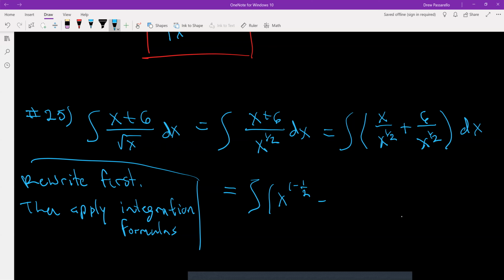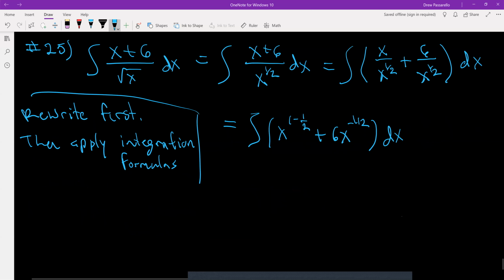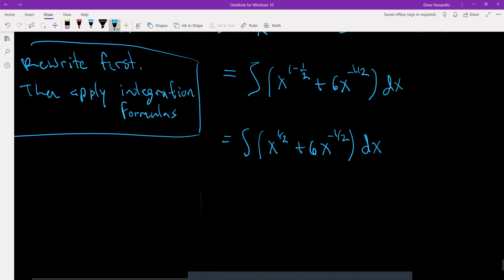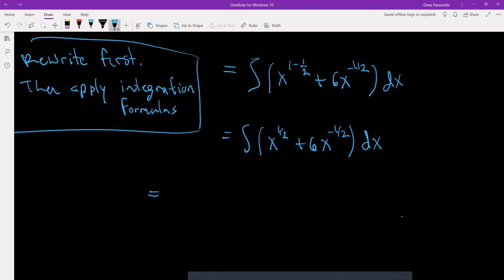So it'll be plus 6 x to the negative 1/2, and then dx. All right, so the x to the 1 minus 1/2 is x to the 1/2. And then I have the plus 6x to the negative 1/2, and then dx. Now I integrate each piece. The x to the 1/2, so that's going to be adding 1 to its exponent, so it'll be 1/2 plus 1, and then you divide by that same thing.